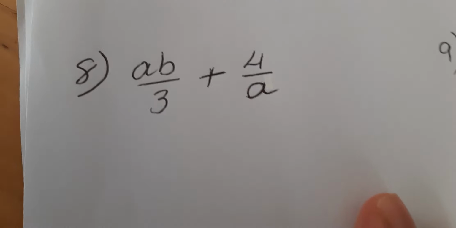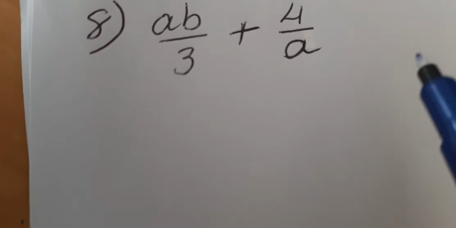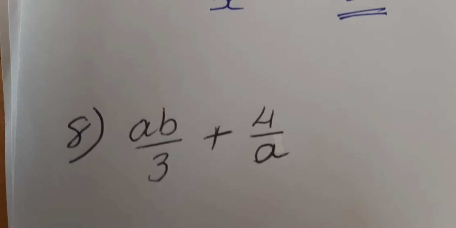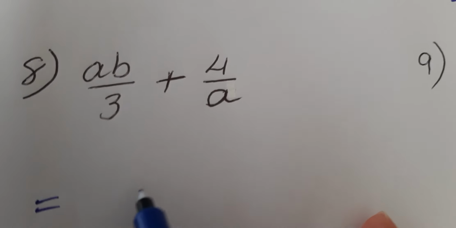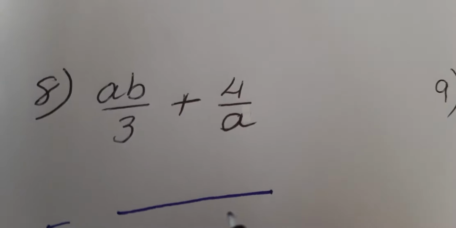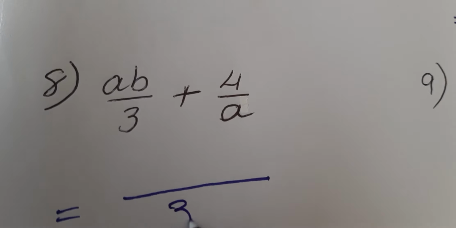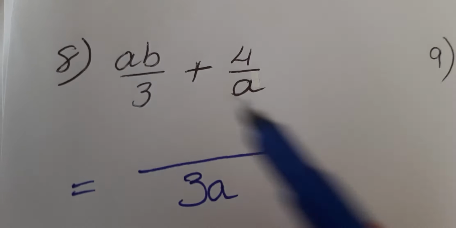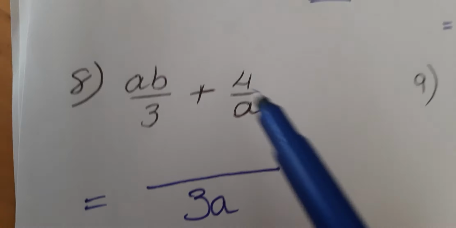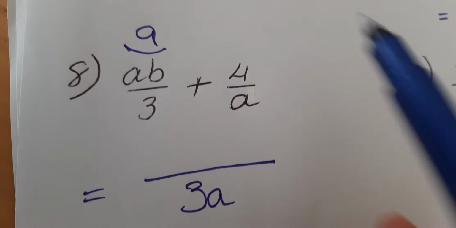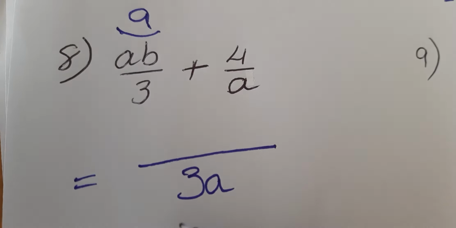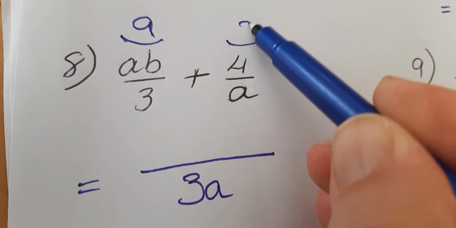Right, looking at this one here. Again, we have two different denominators. So we will say our lowest common denominator is 3 times a, which is 3a. 3 times what will give me 3a? 3 times a. a times what will give me 3a? a times 3.